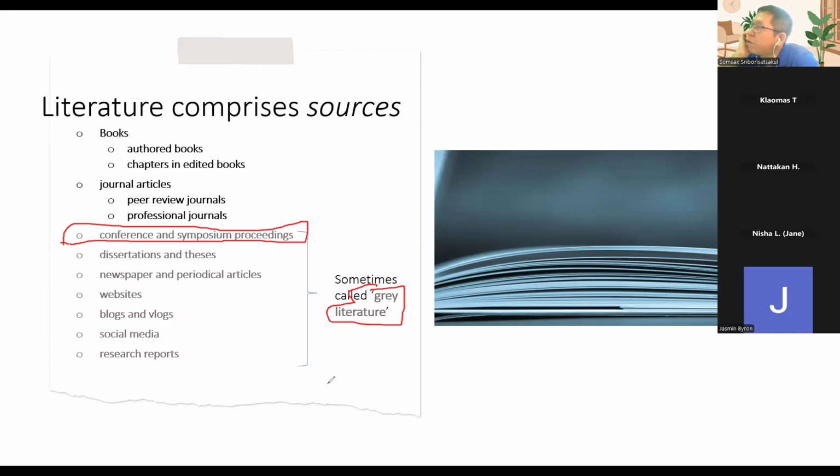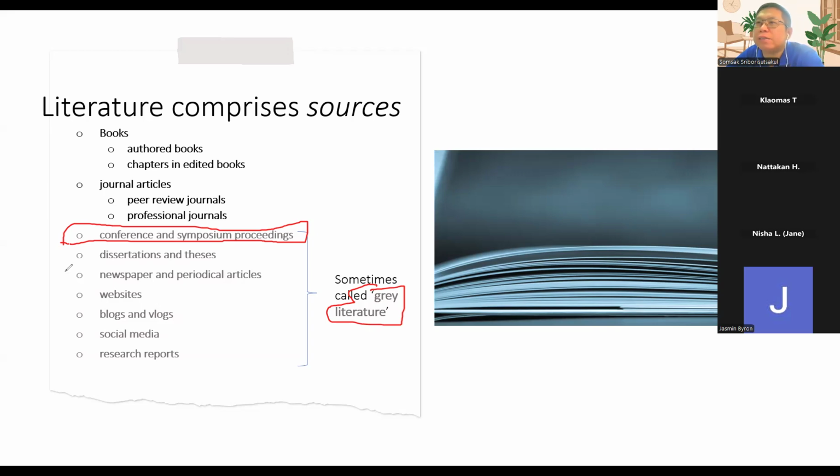Let me use an analogy. If we use black, it means unpublished, or hidden from the public. But if we use white, it means you publish and you sell and everyone knows. You make it public. But for gray literature, some are publicized and some are not. It's very hard to find, right? That's what we call gray literature.